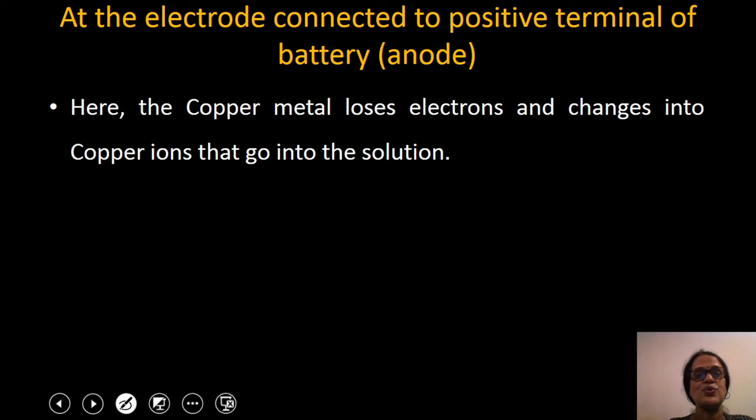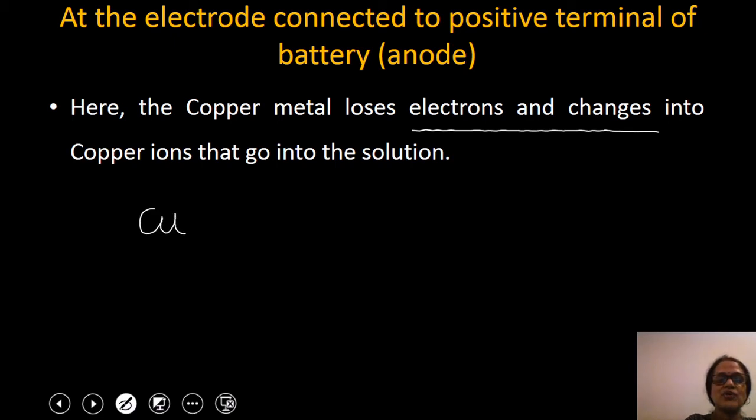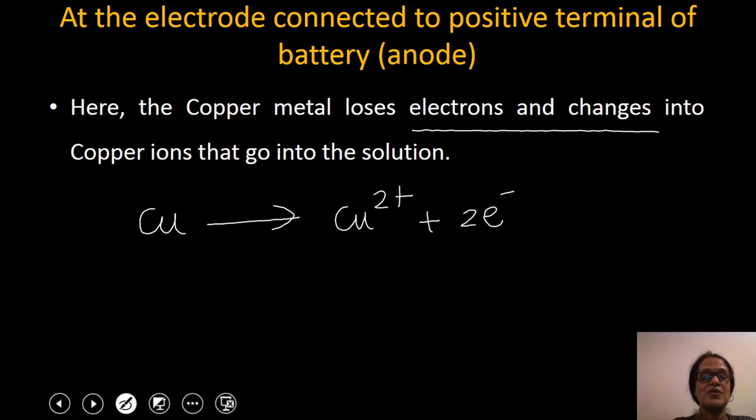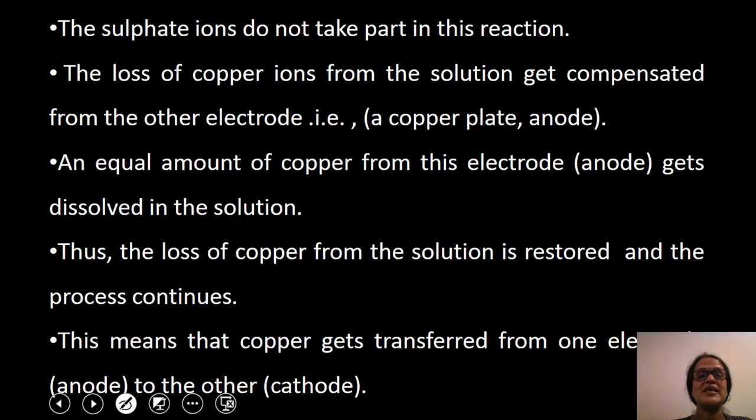Now what will happen at anode? At anode, the copper metal loses electrons and changes into copper ions that go into the solution. So I'm writing the reaction which is taking place at anode. As I told, copper metal loses electrons. So the metal will lose two electrons. By losing two electrons, it will convert into copper ion. So from a copper plate, copper ion passes into the solution by loss of two electrons. As I discussed with you, the sulfate ions don't take part in this reaction.